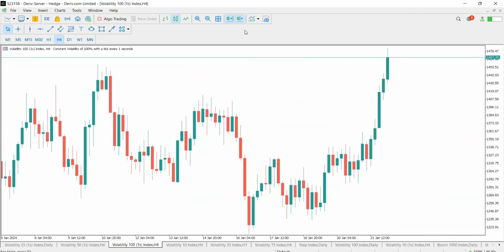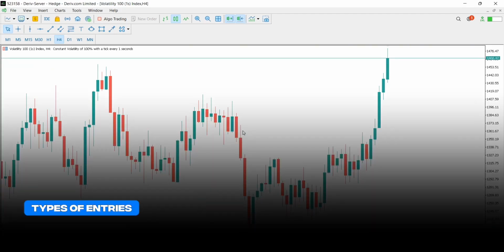So, first things first, right? Let's first speak about the types of entries that we have available. Now, we have two types of entries. The first type of entry is what we call entry at reversals, right? And then we have entry at continuations. What do I mean by entry at reversals?